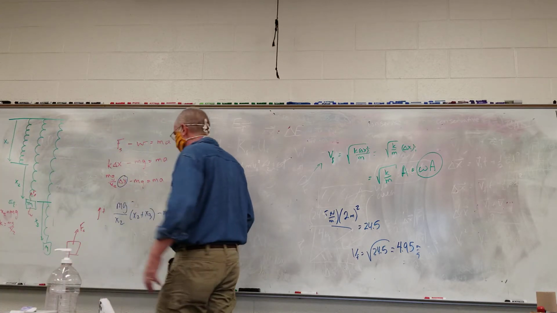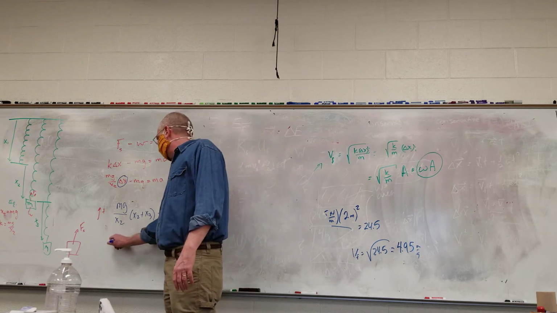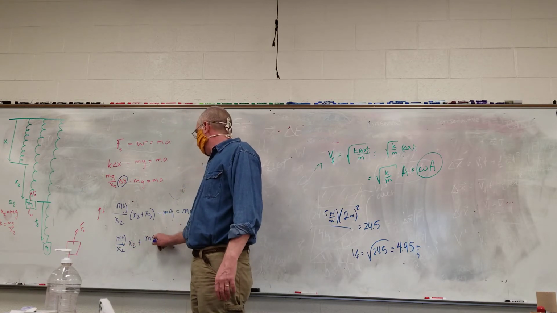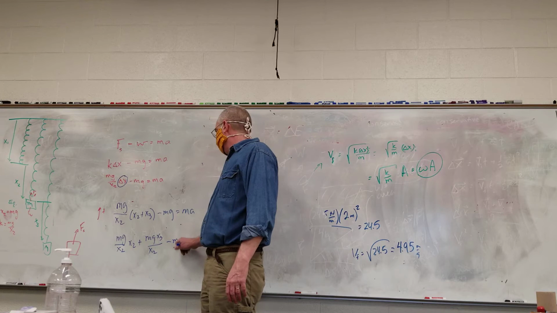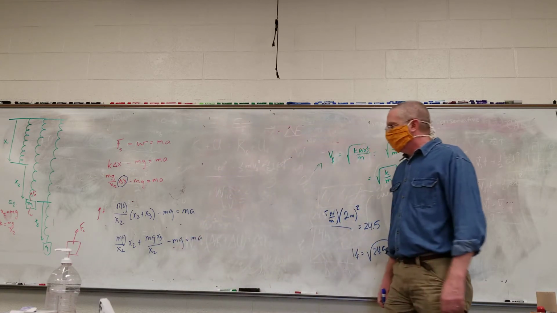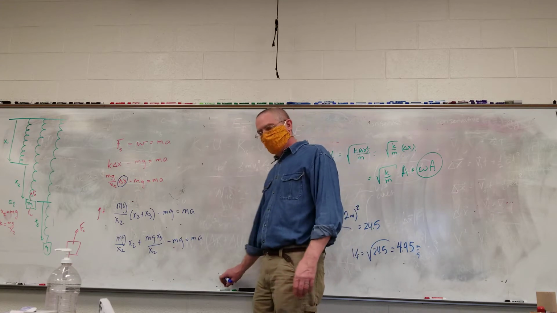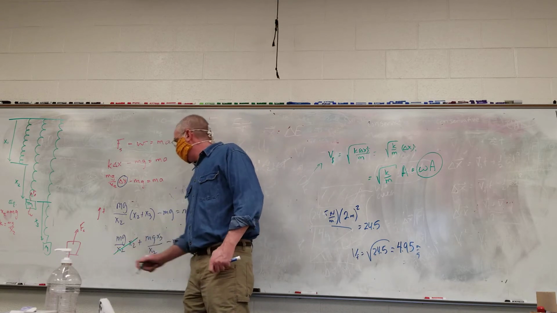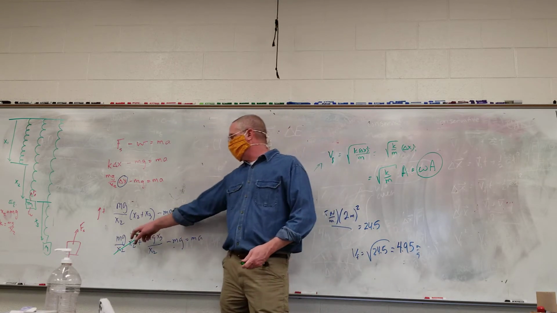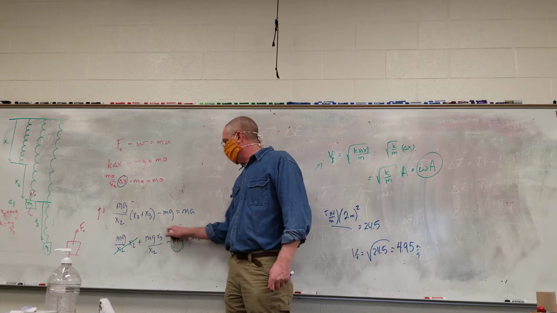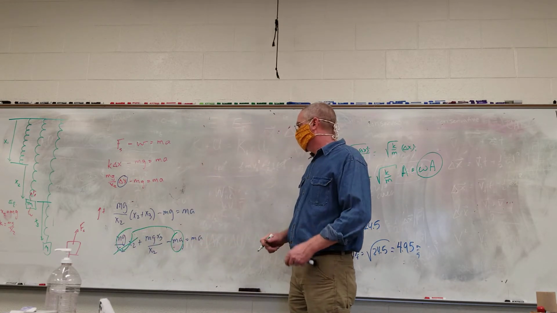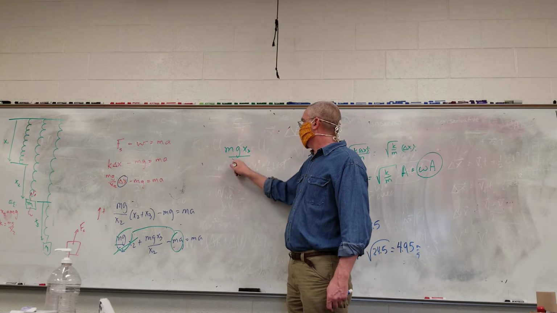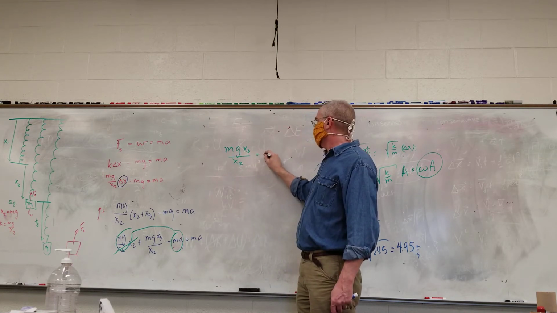We distribute, because that's tradition. So we have mg over x2 times x2 plus mg x3 over x2 minus mg equals ma. We can cancel some stuff out now, which is just darn convenient. The first term here is just mg, but I have a minus mg here, and so those cancel out, and what I'm left with is mg x3 over x2 is equal to ma.